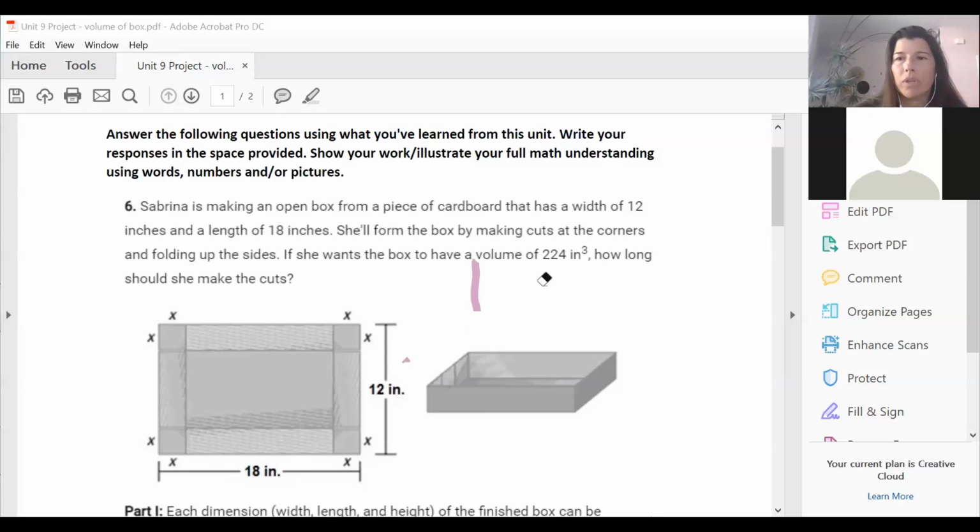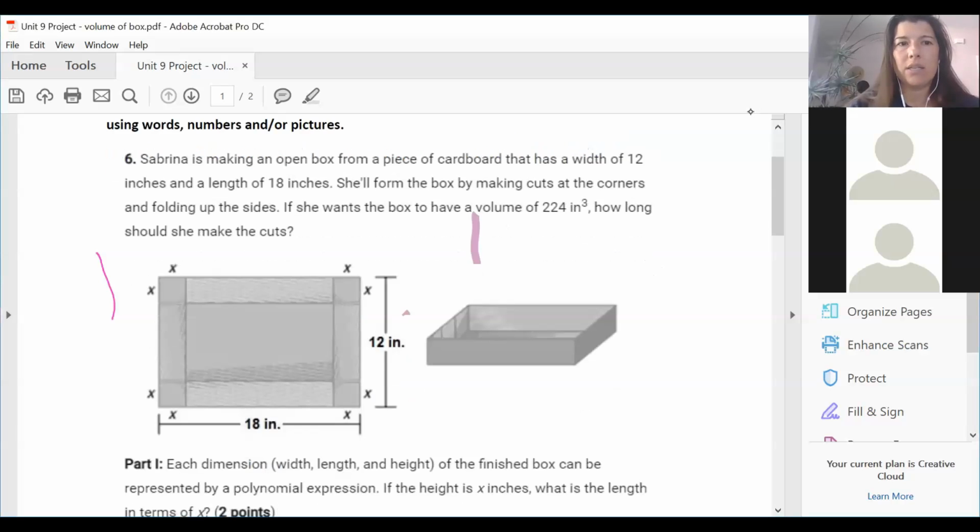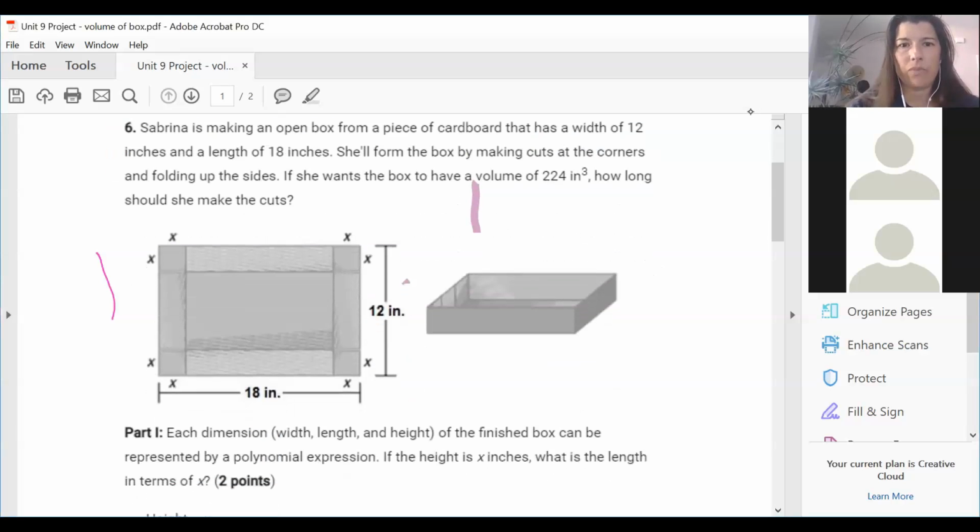Do you have your worksheet in front of you? Okay. Yes. Okay. So let's look at this. And if you guys want to write on this, you're welcome to.